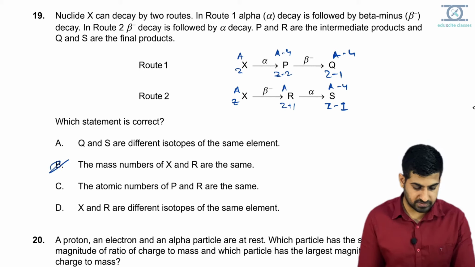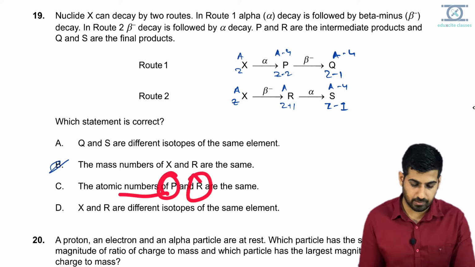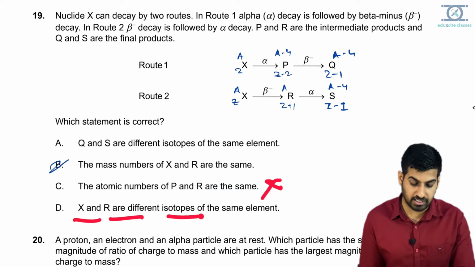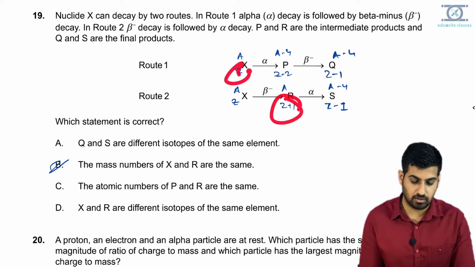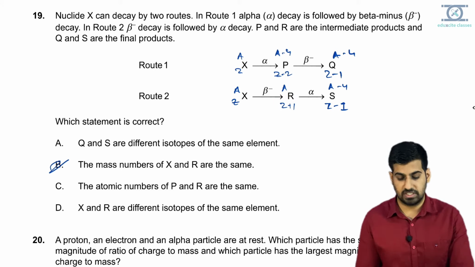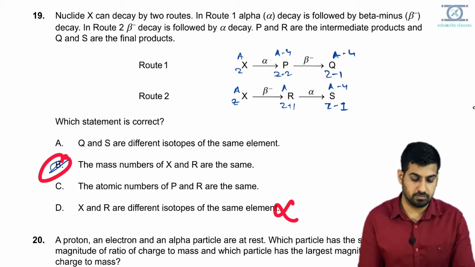Let us check for C and D. Atomic number of P and R are the same? No, that is not the same. X and R are different isotopes of the same element? X is here, R is here. No, they are not different isotopes, so that is also incorrect. So only option B is correct.